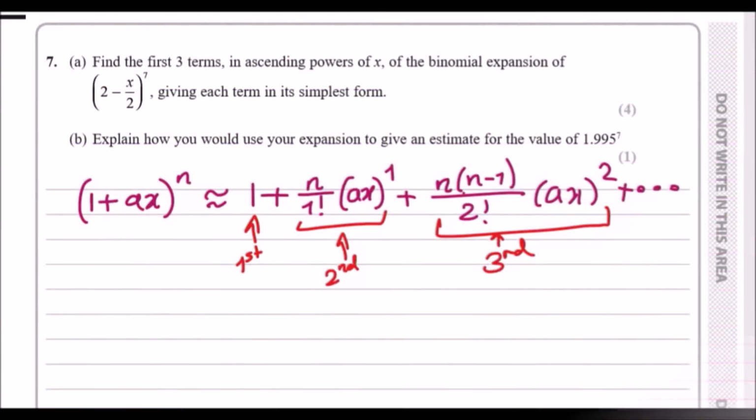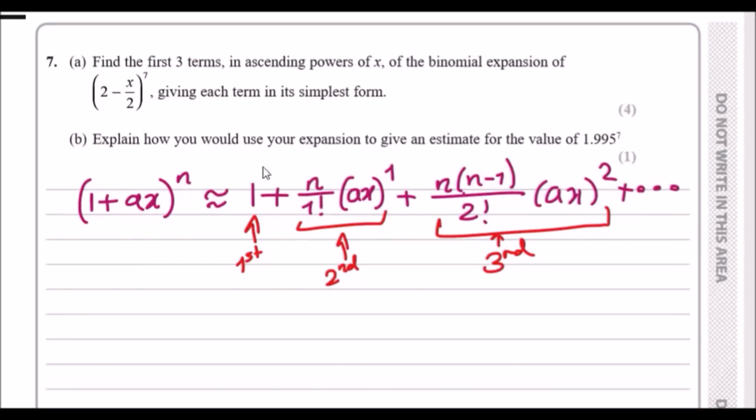Hey guys, welcome to another one. Number 7. Here we need to find the first 3 terms in ascending powers of x of the binomial expansion of (2 minus x over 2) all to the power 7, giving each term in its simplest form. This is very easy, honestly. This is very standard. But if you're not sure how to do binomial expansion, I would really recommend you learn this formula here. This is a formula I adapted and pretty much made general.